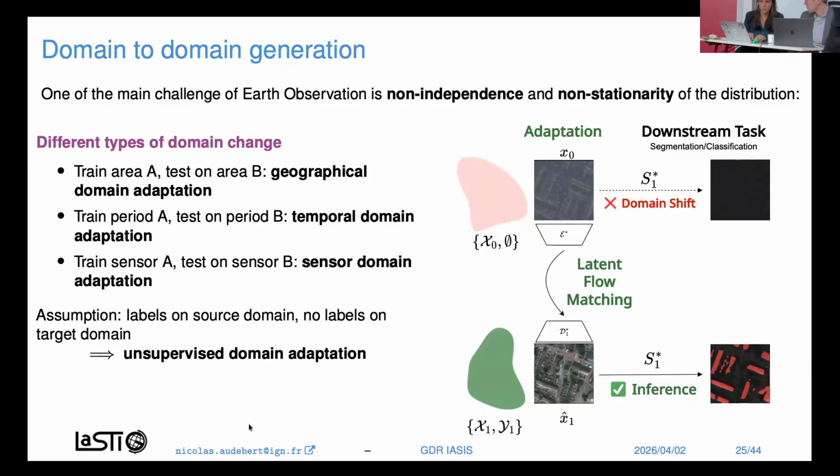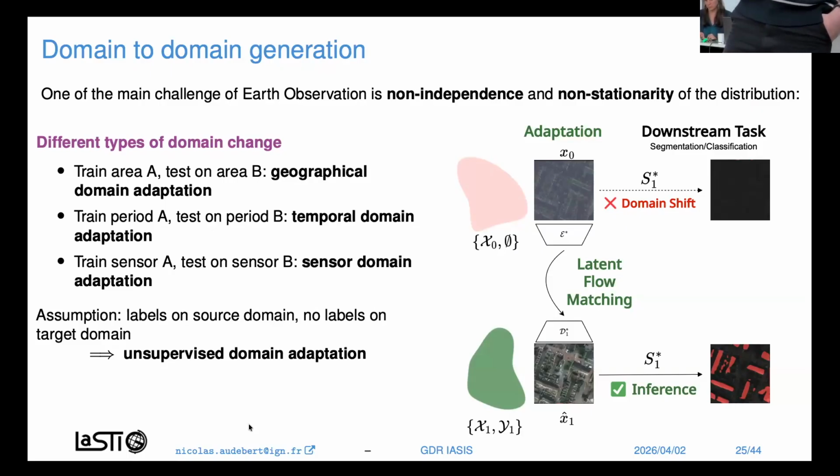And adapting an existing model to new data, to a new domain, is what's called domain adaptation. And we focus specifically on unsupervised domain adaptation, which means that we assume that we have labels on the source domain, the domain that was used to train your land cover mapping semantic segmentation model. But we don't have labels on the target domain, which is the domain on which we want to apply this model. So we have to do unsupervised domain adaptation.